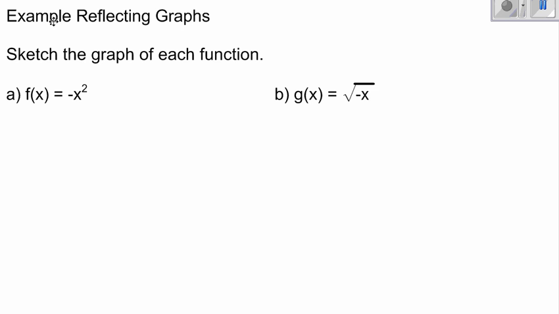Now for some reflecting, f of x equals negative x squared. We know, again, this is a parabola. It's going to look something like that. The negative in front is a reflection over the x-axis, so it's going to flip down. There's no shifts involved in this one. It's just going to flip down. So the origin is still 0, 0. But now instead of being a parabola going up, it's now a parabola going down.